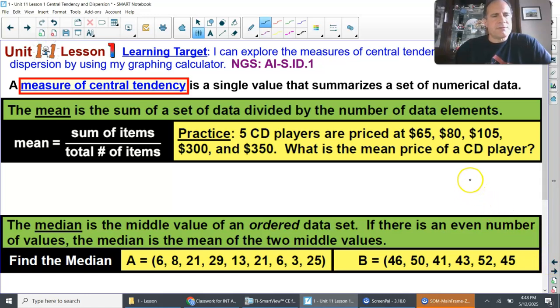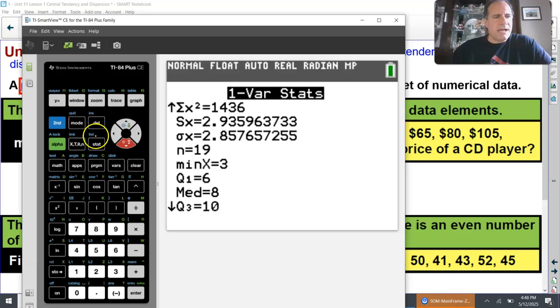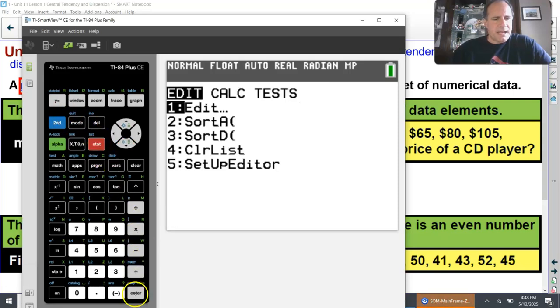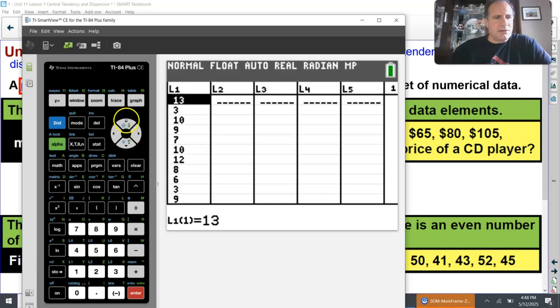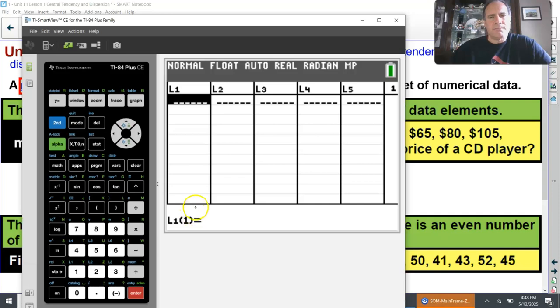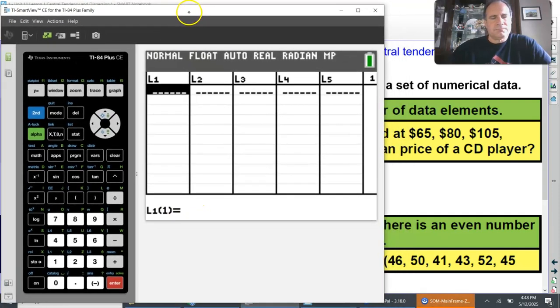So the measure of central tendency is a single value that summarizes a set of numerical data. The mean is the sum of the set of data divided by the number of elements, the number of numbers. So you're just adding up 65, 80, 105, 300, and 350 and you would get the mean. Or you can just go ahead and press Stat, Edit, clear that list, go up to L1, press Clear, see all the numbers are gone in L1, and then you press Enter.